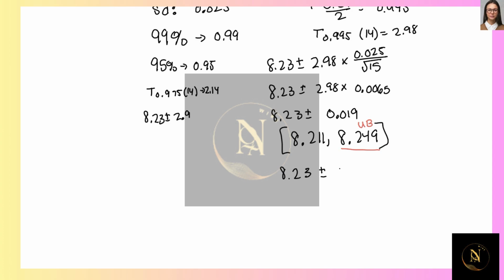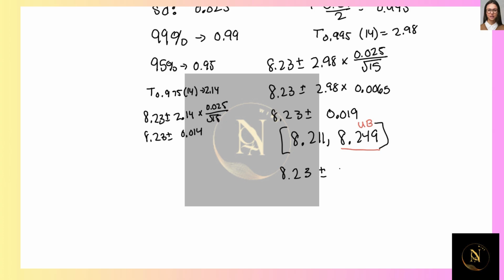2.14, oops, 2.14, and then times 0.025 over the square root of 15. So 8.23 plus or minus 0.014.